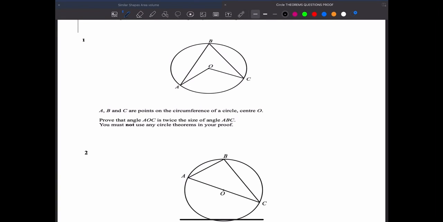Okay, so this is going to be the circle theorem proofs. They probably only came up a couple of times, but you still should know how to do this. It says prove the angle AOC, this angle, is twice the angle ABC, which is basically the circle theorem: angle at the center is double the angle at the circumference. You've got to prove that.